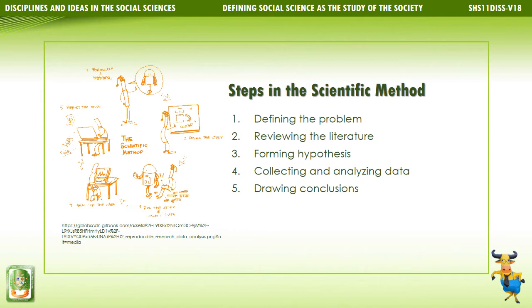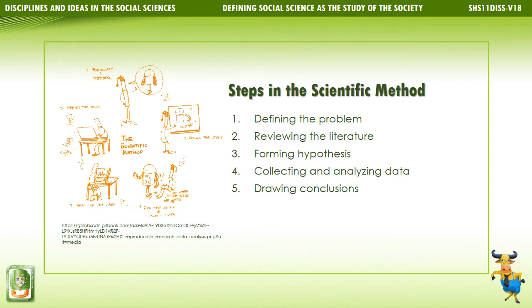According to Rajasekharan in 2013, the steps in the scientific method are as follows. 1. Defining the problem. 2. Reviewing the literature. 3. Forming hypothesis. 4. Collecting and analyzing data. And 5. Drawing conclusions. The application of the scientific method to social science research simply involves the use of its steps or procedures to specific research interests.